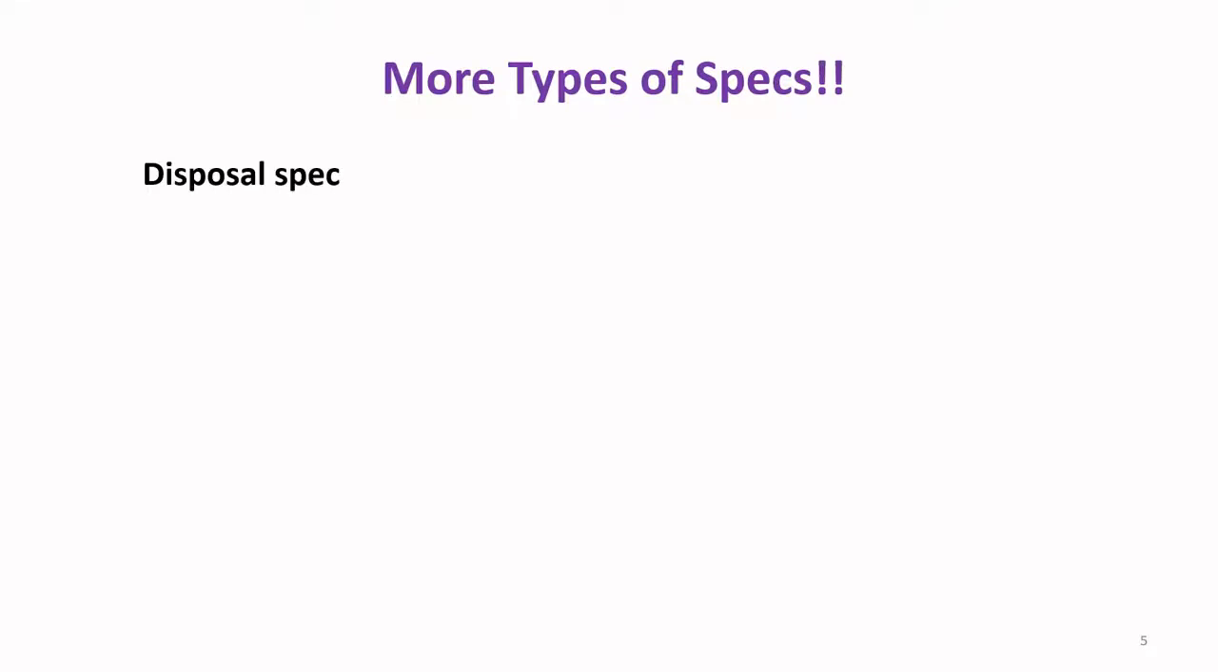And one of the very important specifications is the disposal spec. After you have used something, how should you dispose of it? So there are tube lights. After you have used it, it has fused. Now you can't use it. But how do you dispose of it?